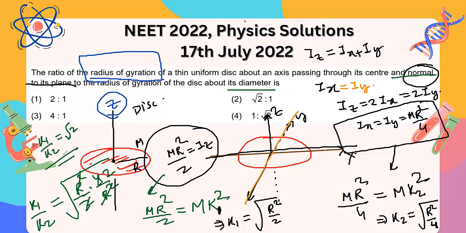That means the ratio k1 upon k2 is nothing but square root 2 is to 1. Okay, so this becomes the ratio, square root 2 to 1. That becomes our answer for this question. Okay, thank you.